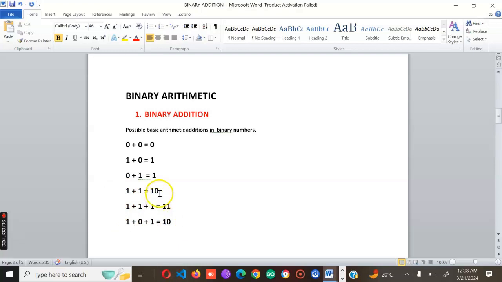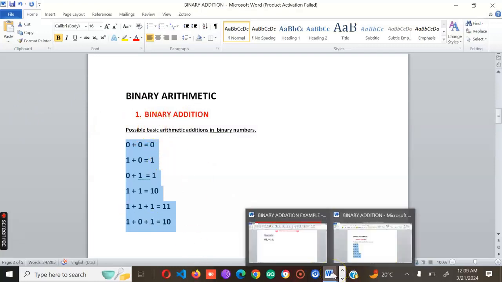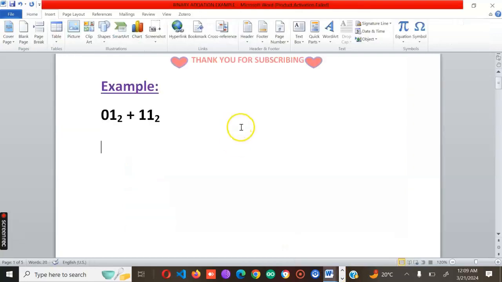Just like this one and this other one, these are similar, only that we have additional zeros in between. As we go through the examples, you'll be able to note some examples of that nature. These are the most important part of binary addition. As long as you are able to interpret each and every possible basic arithmetic addition, you'll be able to get the working correct. Okay, let's go to the examples.